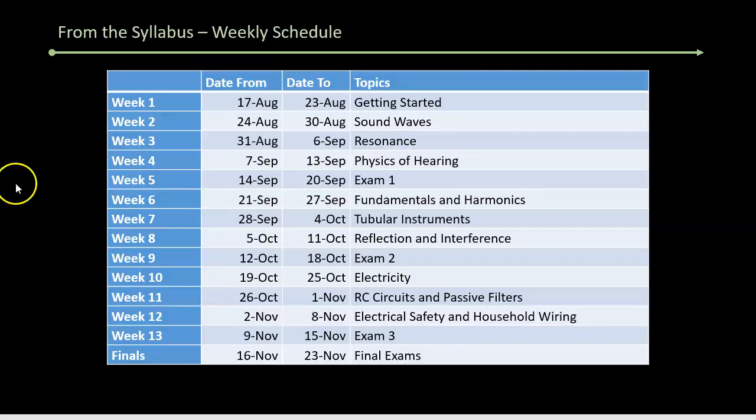Still from the syllabus, this is our weekly schedule and what we're going to be doing. You can see here, we're getting started: sound waves, resonance, physical hearing, exam one. Fundamentals, tubular instruments, reflection, interference, exam two. Electricity, RC circuits, electric safety, household wiring, exam three. And then we get into final exams. There's going to be review in here. Final exams start on the 19th. We're going to have some review time in here before we kick off the final exam.